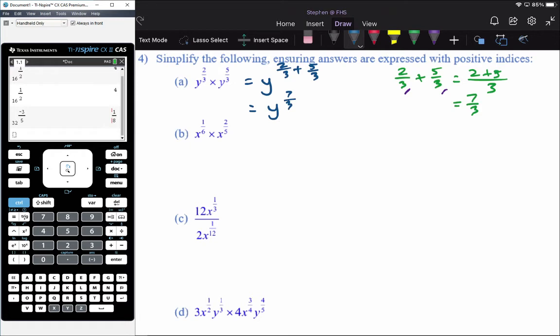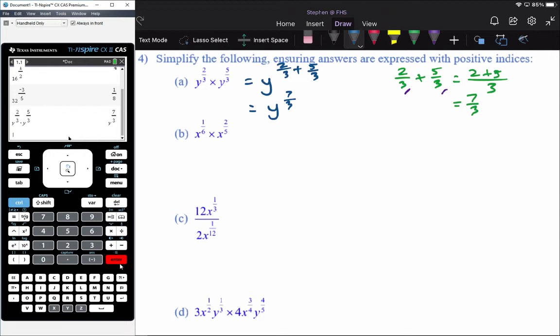You can double check that on the calculator, of course. So you can take y and raise that to the power of 2 over 3, and then press right, times y to the power of 5 over 3. 5 divided 3, enter, and there we go, y to the 7 on 3, which is exactly what we had. Excellent. Let's move on to part B.